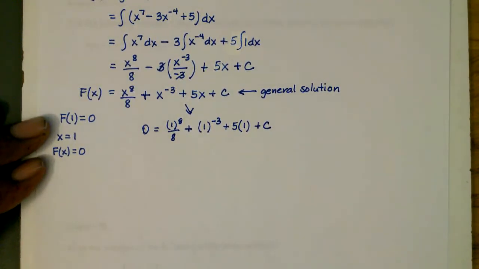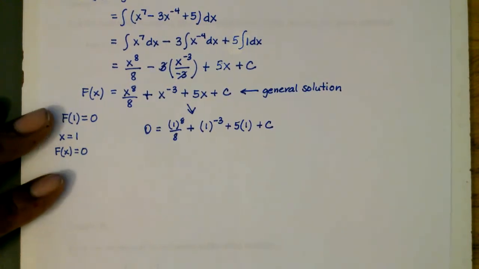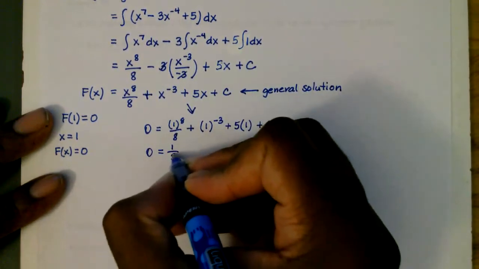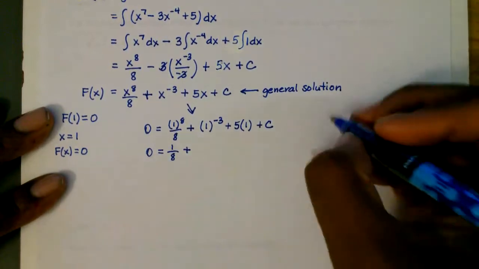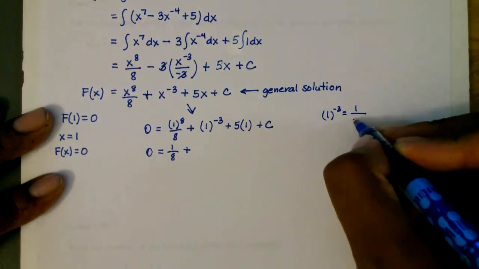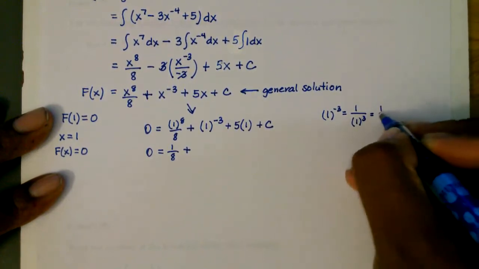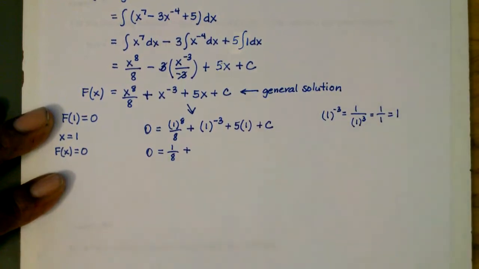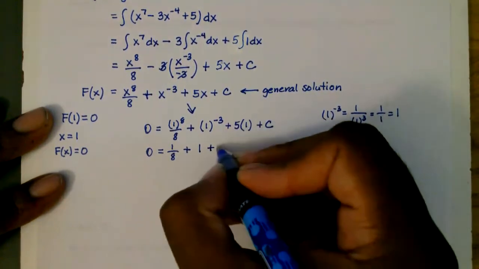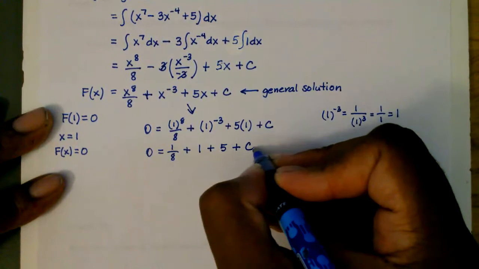Because we're trying to find out what c is, which will help us write the particular solution for this initial value problem. 1 to the 8th power is going to be 1. So I have 0 is equal to 1/8 plus, now 1 to the negative 3rd power. If you were to write that using positive exponents, it would be 1 over 1 cubed. And 1 cubed is going to be 1. So 1 divided by 1 is 1. So 1 to the negative 3rd power is 1 plus 5 times 1, which is 5, plus c.